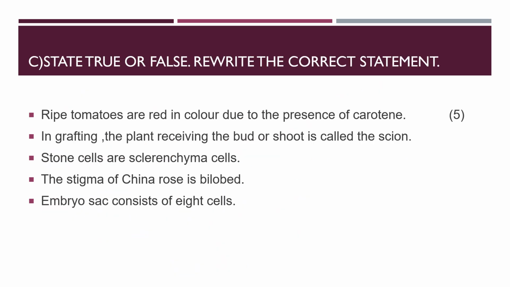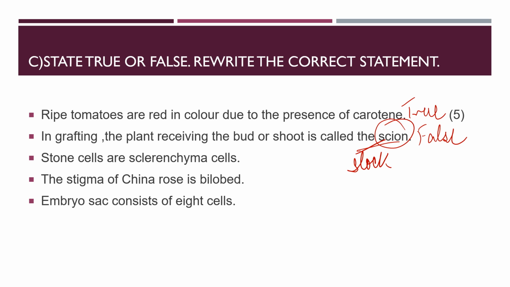Now state true or false and rewrite the correct statement. Ripe tomatoes are red in color due to the presence of carotene. This one is actually true, so no need to correct the sentence. Next one: in grafting, the plant receiving the bud or shoot is called the scion. This is a false statement. In grafting, the plant receiving the bud or the shoot is called the stock. It is not called the scion.